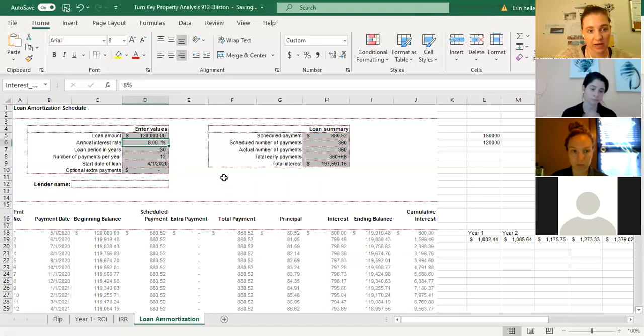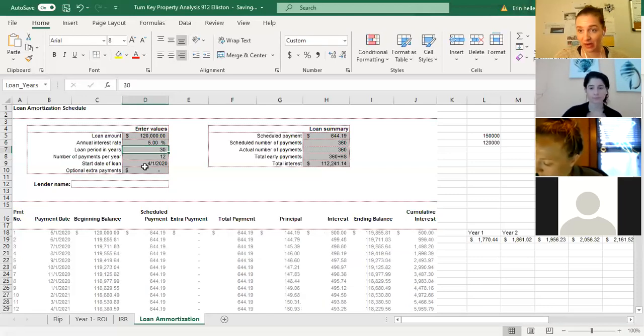Hopefully your annual interest rate is not 8%. I'm not sure why this number is in here. Right now, a good commercial rate is about 5. If you can get better than that, great. Obviously that's variable and changes all the time, particularly lately, they've been changing a lot.